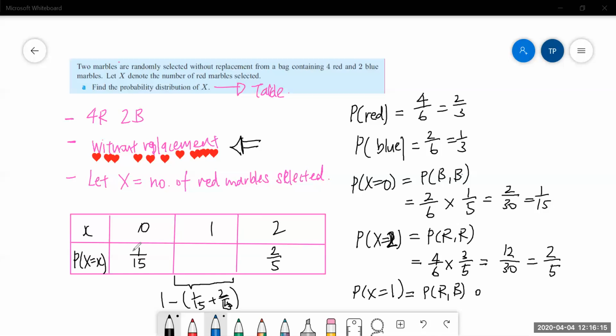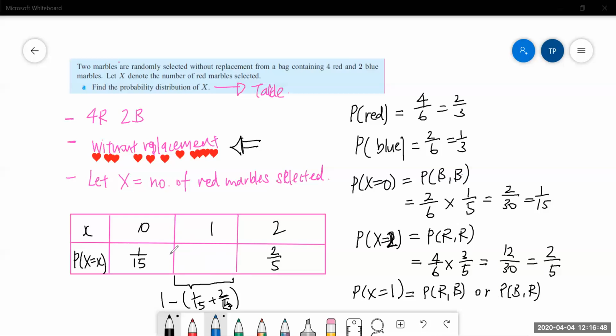Because you know that this whole chunk here, the summation, will give you 1. So there's no need to find P(X = 1). In fact, P(X = 1) is harder to find because, don't forget, when you find P(X = 1), you need to find the probability of red, blue, or the probability of blue, red, which is more troublesome. So when you want to find the probabilities manually, go and find the probabilities that are easier to find first.